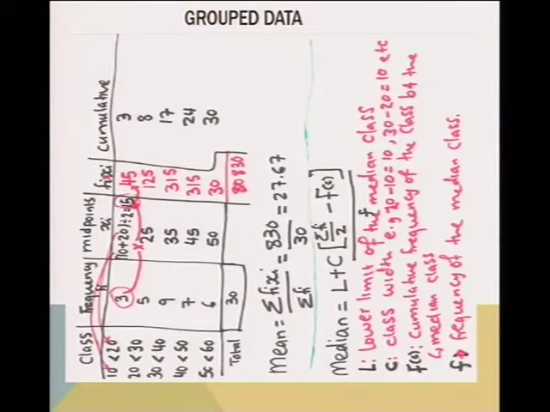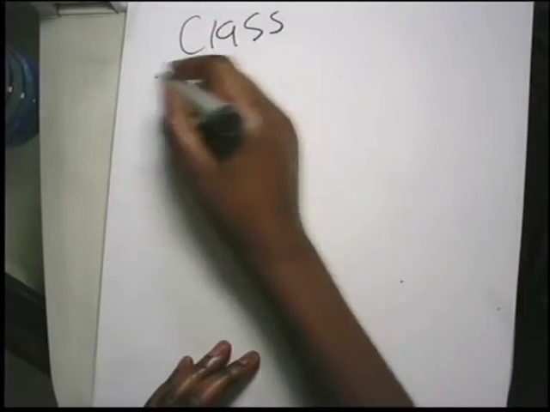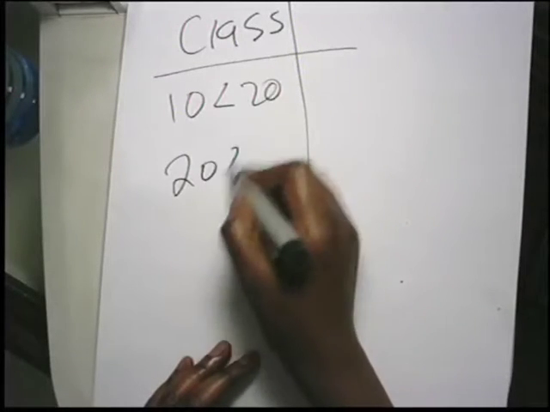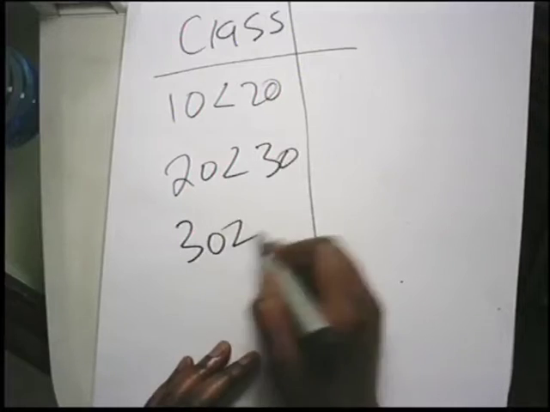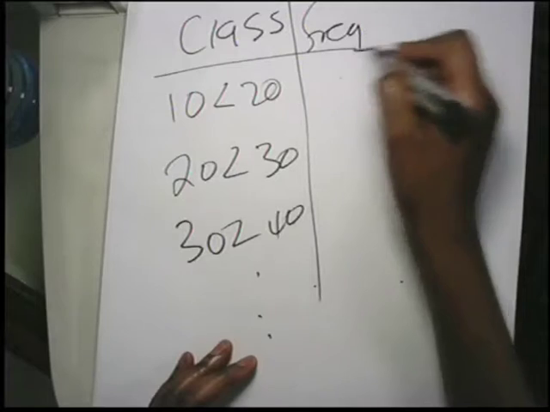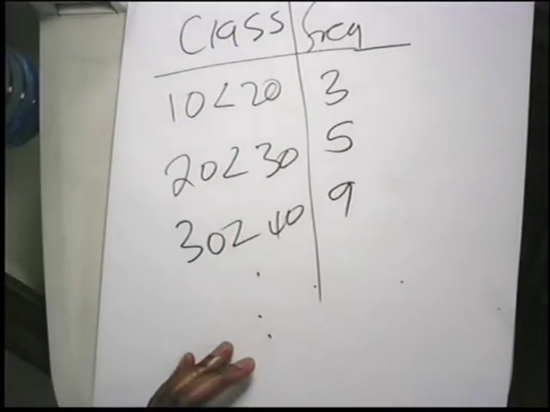Now, how do we find the mean, the median, and the mode for a grouped data set? The table that we are given here on the screen is not standing straight because of space, but I hope you can see it. We are given classes: 10 to 20, 20 to 30, 30 to 40, and it continues going down. And then you are given the frequency. The frequency for the first one is 3, 5, 9, and then it continues.